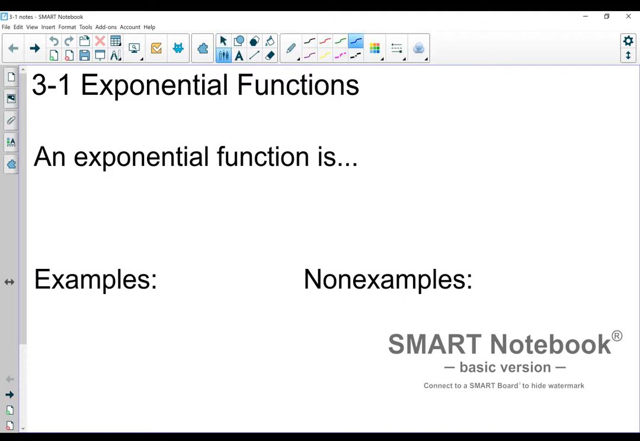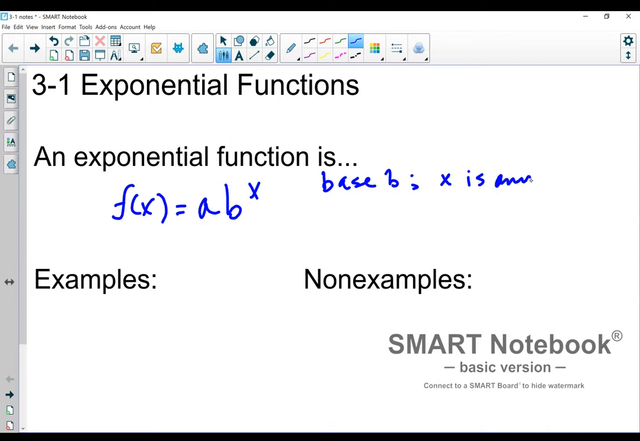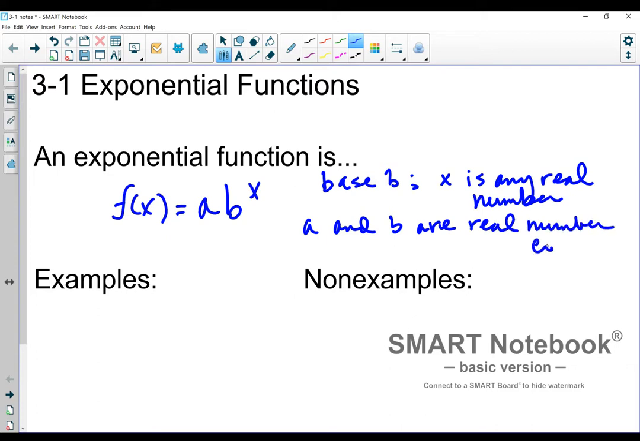3.1 Exponential Functions. An exponential function is something of the form f of x equals a times b to the x power, where my base is b. The x, the exponent, is any real number. A and b have to be real number constants. A cannot be 0.